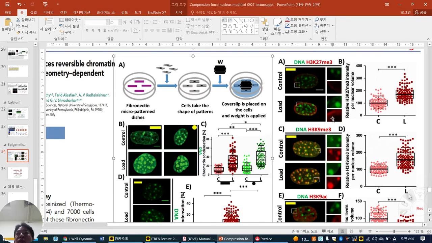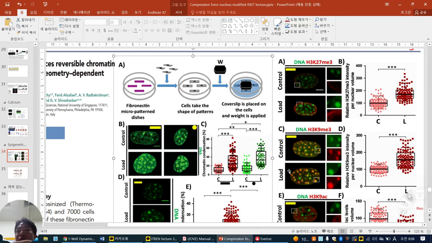H3K27 methylation 3 is a heterochromatin marker. This heterochromatin marker is more positioned to the edge, okay? As we saw last week, the peripheral K9 or K27 position can be used to protect and increase the nucleus stiffness, right? So this is one way. K27 appears strongly, especially in the peripheral area. And K9 methylation 3, compared to this, is also enhanced.